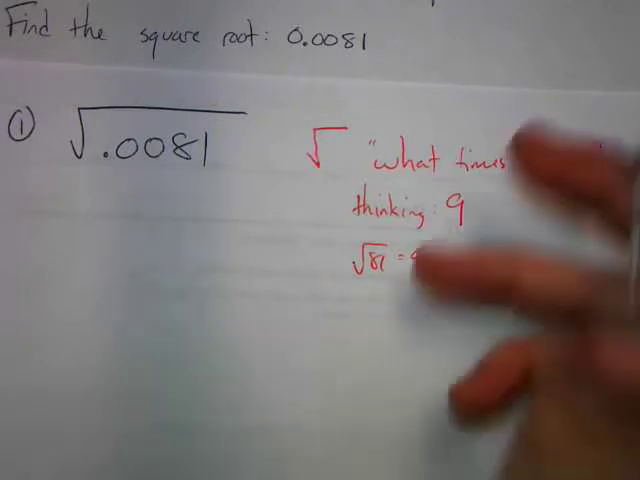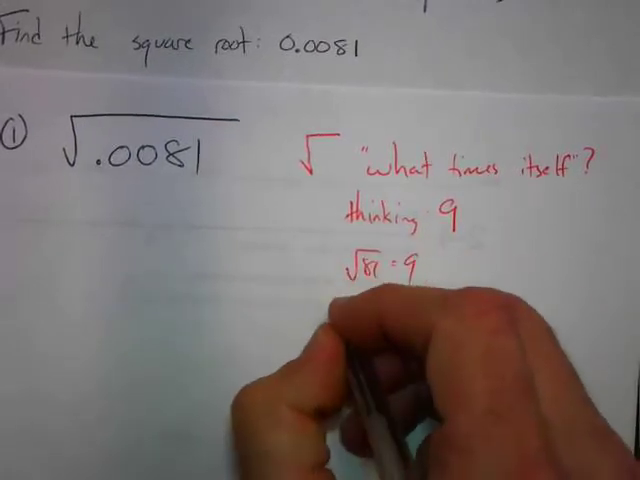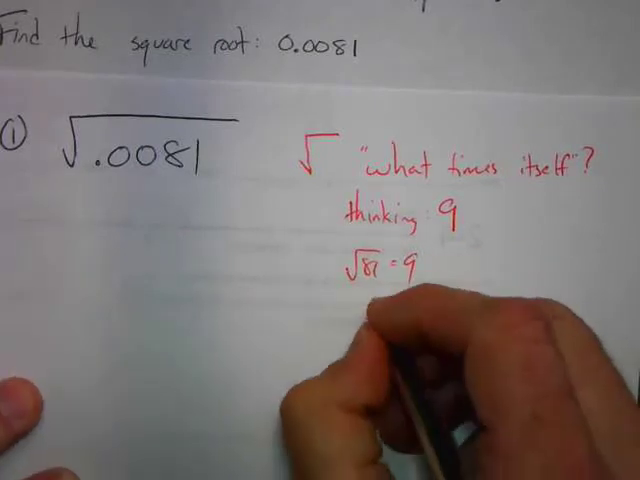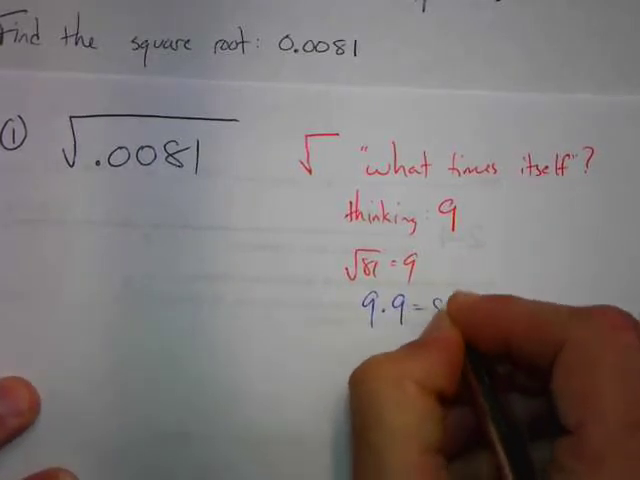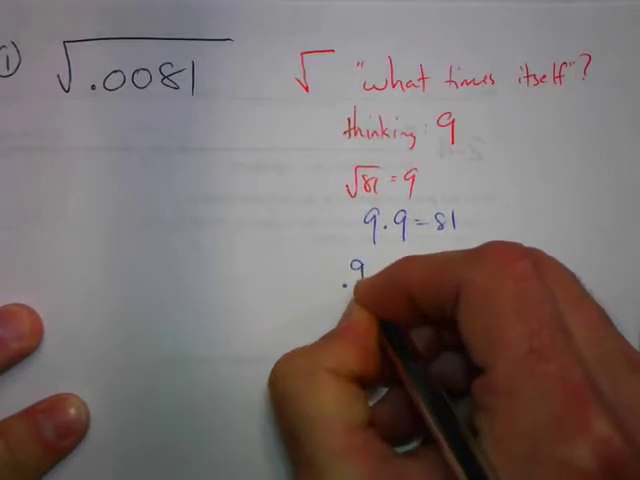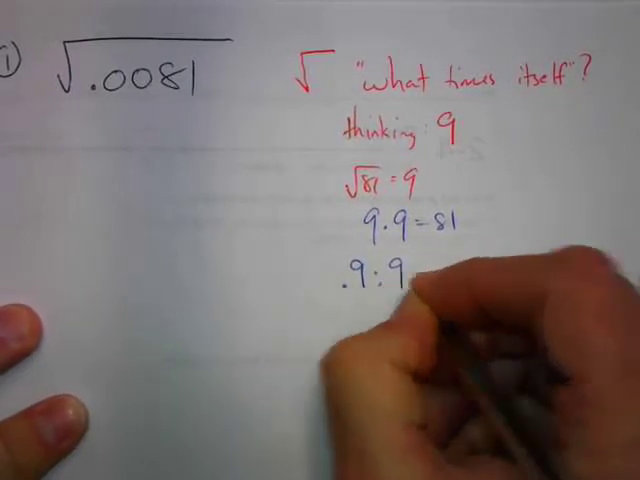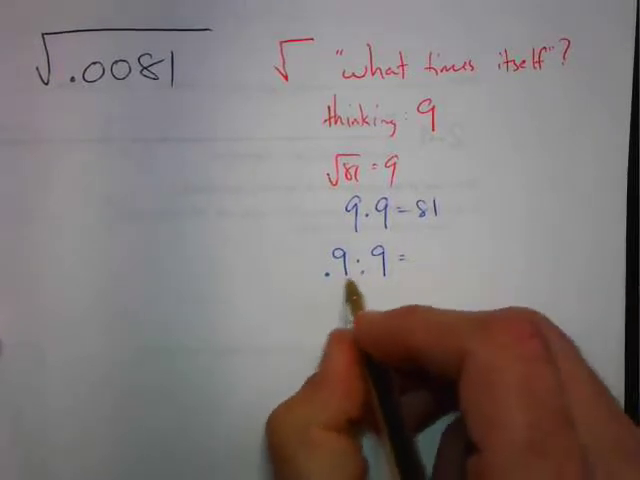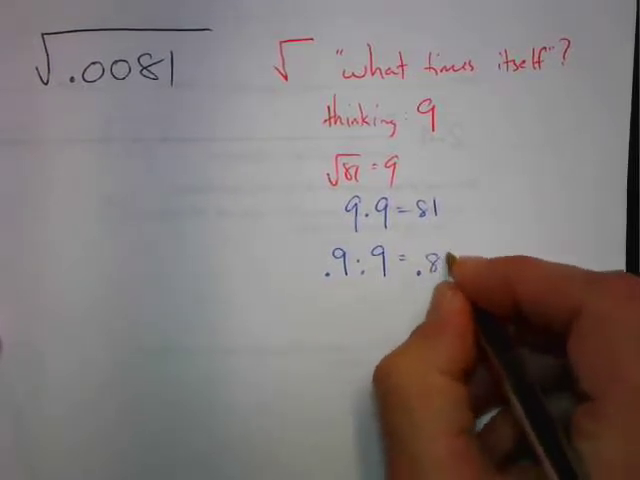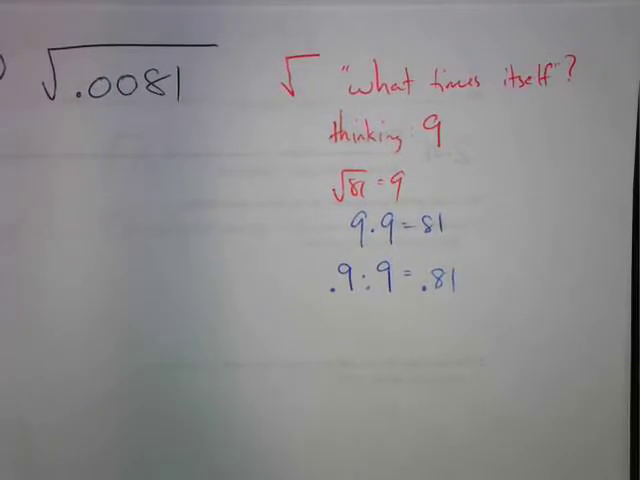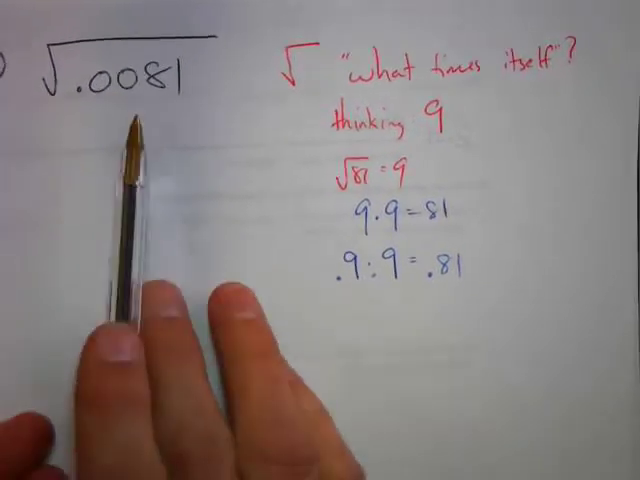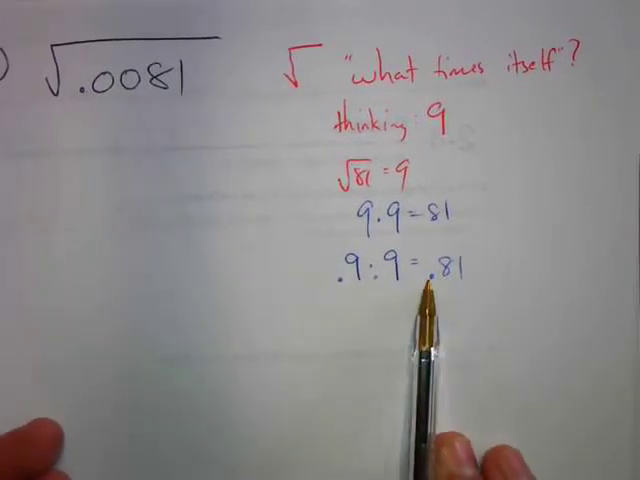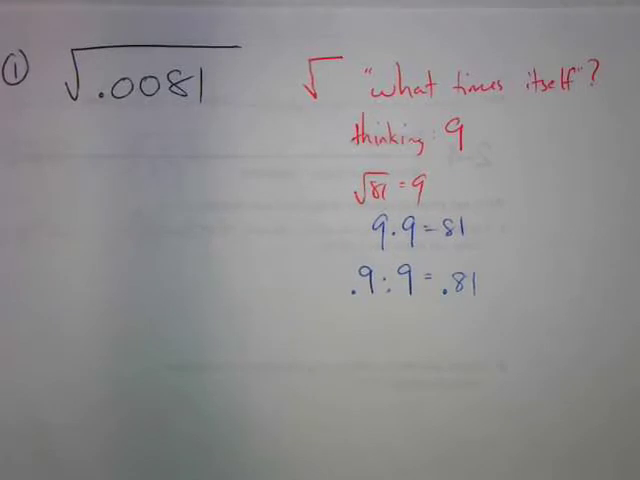So instead of 9 times itself giving you 81, what if you consider a decimal place? We know 9 times itself is 81. Well, what is 0.9 times itself? 0.9 times itself is going to be 81, but with 2 decimal places: 0.81. So you might be thinking that the square root of 0.0081 is 0.9, but that's also not correct because 0.9 times itself is 0.81.